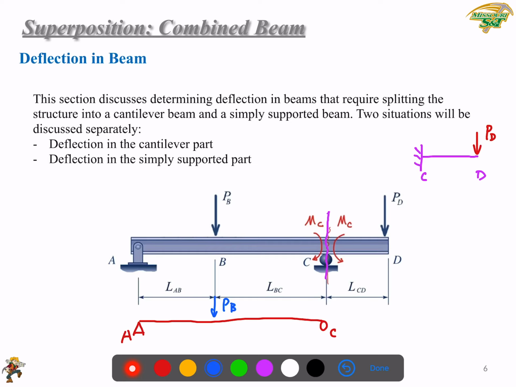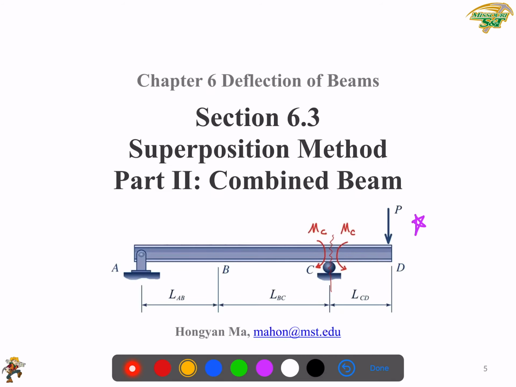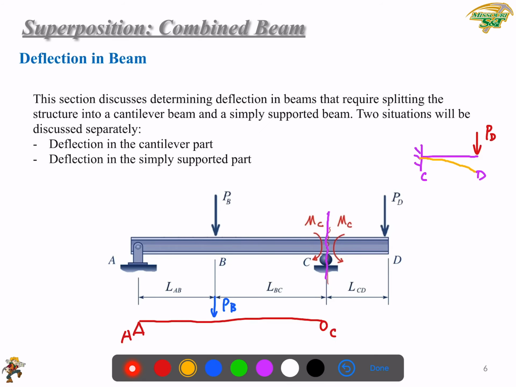Right. So here, if this cantilever part is loaded only by PD, you can simply calculate the deflection at point D by using our equation. You can find the correct equation from the big table. It's likely to be equation 21. Right here, it is 21. But is that all? We will see later how we can calculate the deflection of this part.